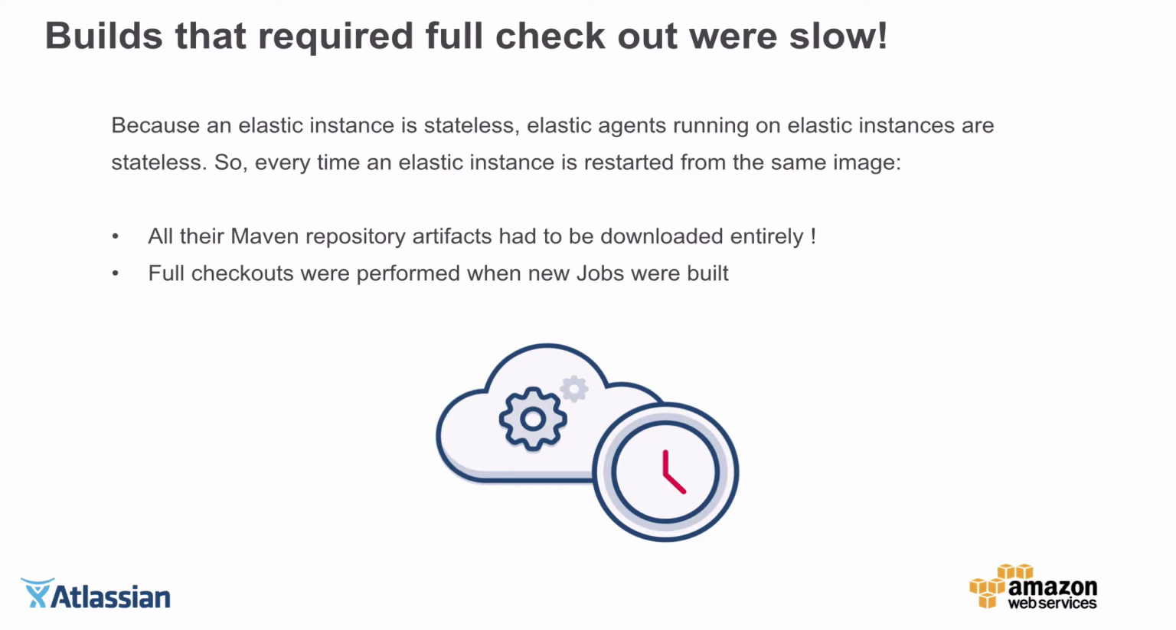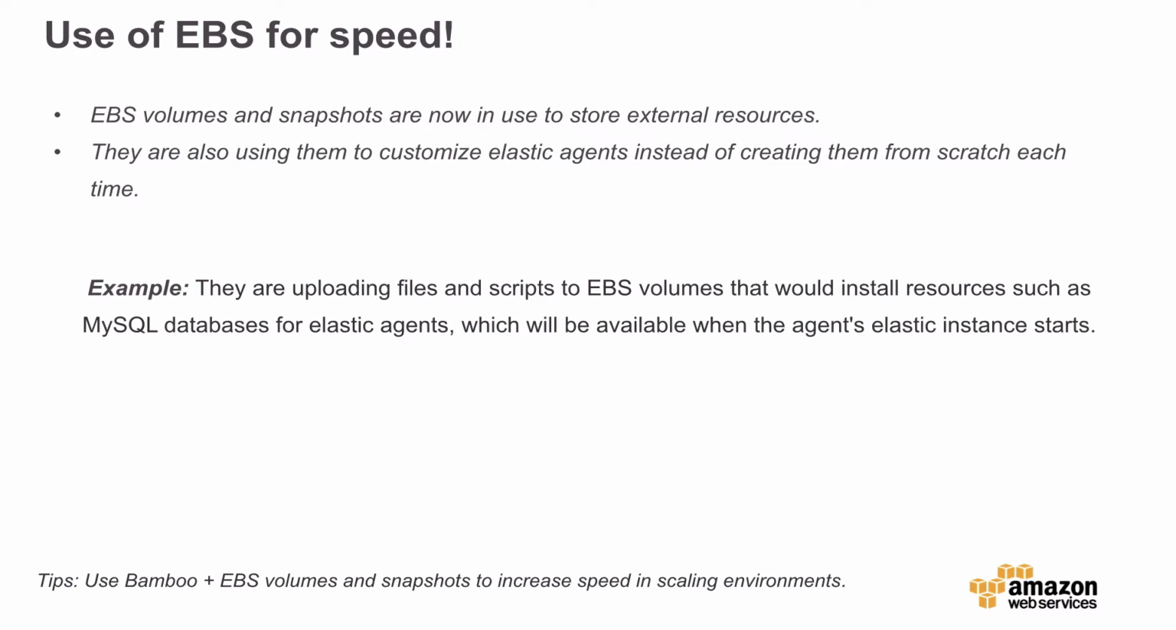Switching to Elastic agents solved many of this company's problems, but not all of them. Elastic agents run on Elastic instances, and because an Elastic instance is stateless, so is the agent running on it. Since this company had many builds that required full checkout and lots of artifacts to be downloaded when starting Elastic instances, they started to see extremely slow builds. What they did to solve this problem and boost the speed was using EBS volumes and snapshots. They started using EBS volumes to customize Elastic agents so they're not created from scratch every time. Also, they started using EBS to store all their external resources.